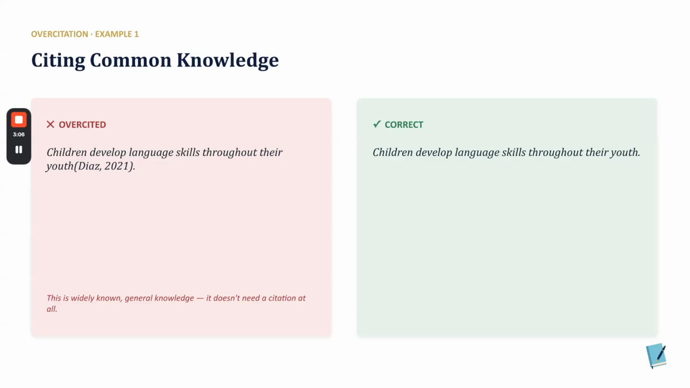On the left-hand side, we have widely known general knowledge. This is the kind of fact that anyone in the field would already know. It doesn't need a citation at all, and adding one actually makes your writing possibly look less confident. On the right-hand side is a correct version. Children develop language skills throughout their youth.